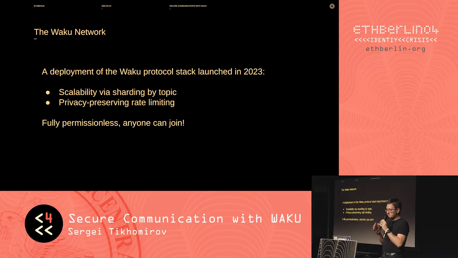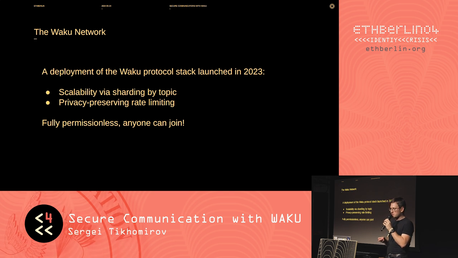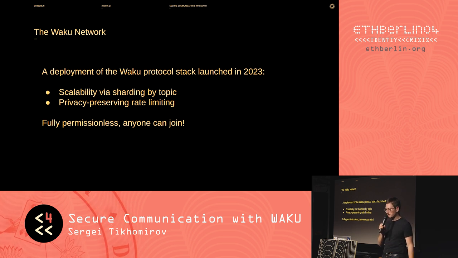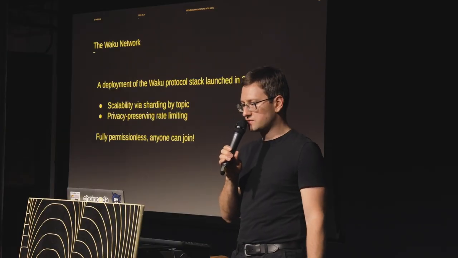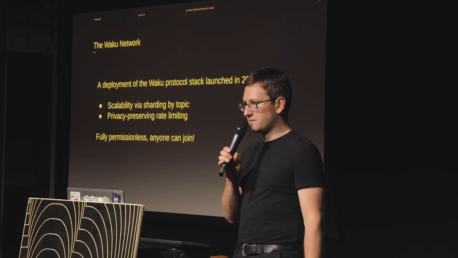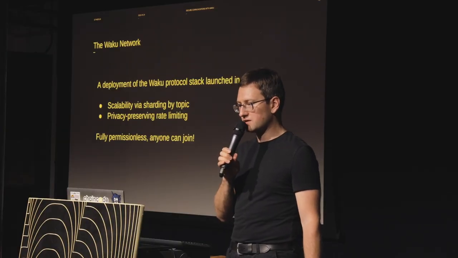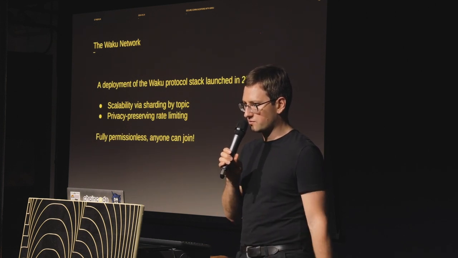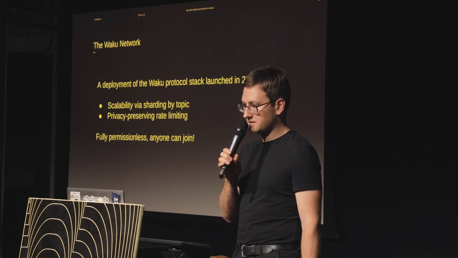Now, apart from the set of specifications and the multiple interoperating implementations, we also have the Waku network. Similar to blockchains, you could take the open source code of a blockchain and deploy it into your own private instance and have a private blockchain. Maybe it makes sense for some, but the main benefits of blockchains can be realized when it is one global common network and common source of truth for multiple independent applications.